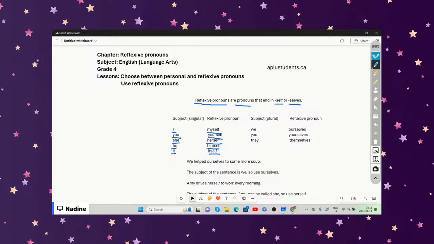Then we have the plural subjects as well as our reflexive pronouns. If we make mention of something that is plural, more than one person, so if we talk about we, then it is ourselves. So we are doing something, we are going somewhere, it's ourselves, right? You can either refer to one person or more than one person, and that is yourselves, right?